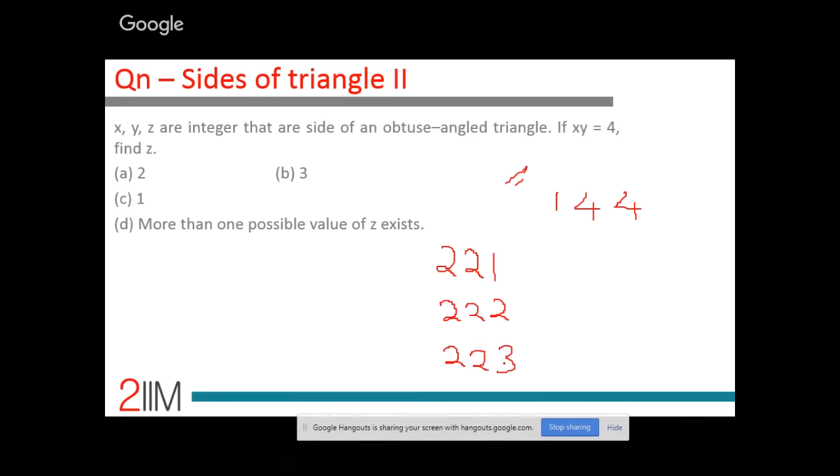Is it possible? So 2, 2, 1, 2, 2, 2, 2, 2, 3 are all possible. 2, 2, 4, 5, 6 are all not possible. 1, 4, 4 is possible. These are the possible triangles. Now we need to go to the part where we're worrying about the obtuse angle bit.